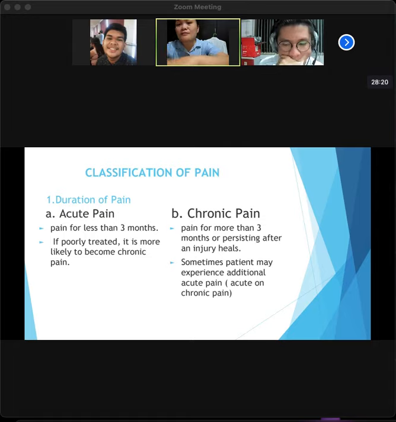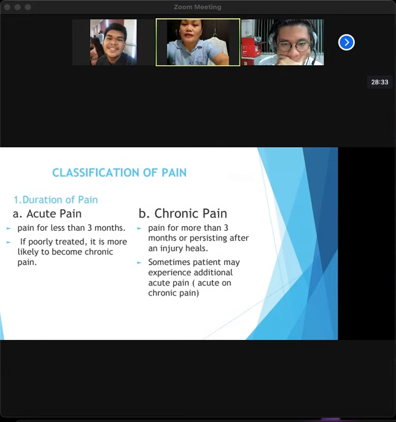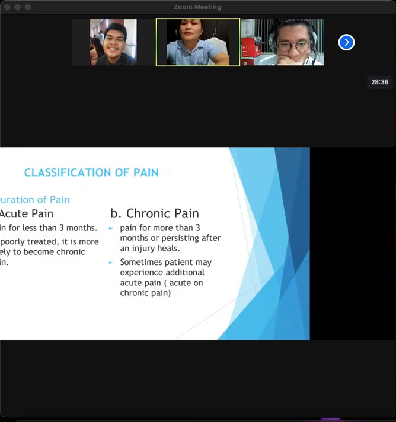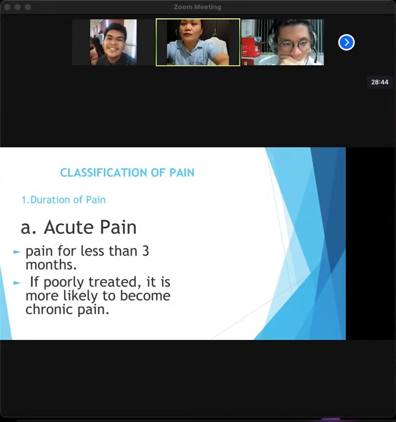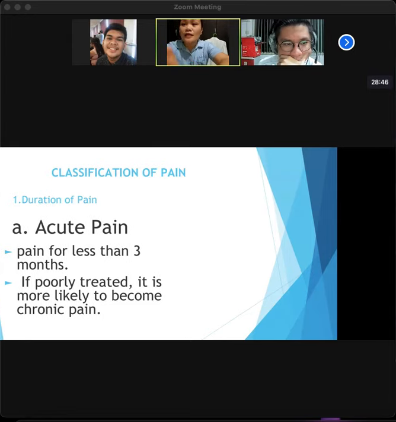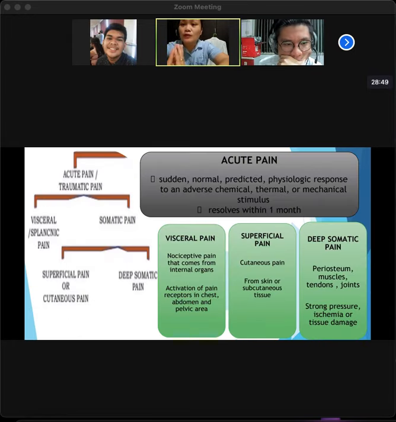Sometimes patients may experience additional acute pain, especially cancer patients. So again, acute pain is less than 3 months. If it is not treated, it may become chronic pain. Acute pain is a sudden, normal, predicted physiologic response to an adverse chemical, thermal, or mechanical stimulus. It will usually resolve within 1 month.